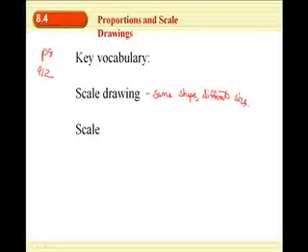The scale is how big you're going to make it, like 2 times the size, or half the size. That's the scale. The scale is a number that you multiply by or divide by.